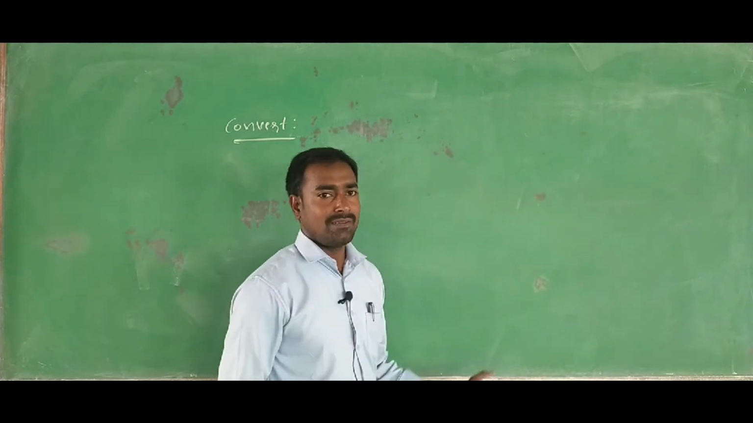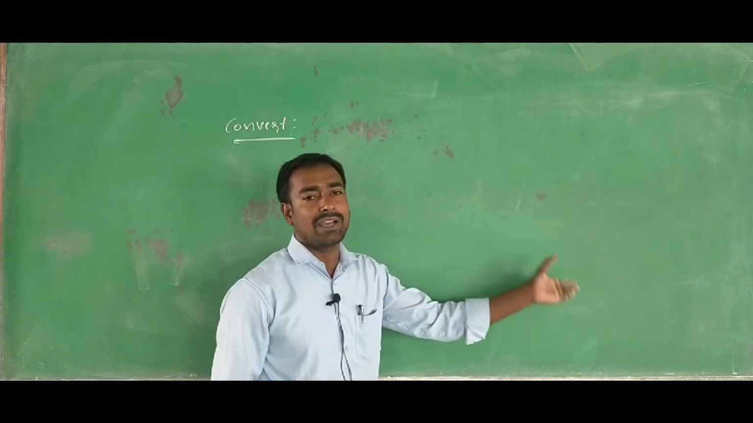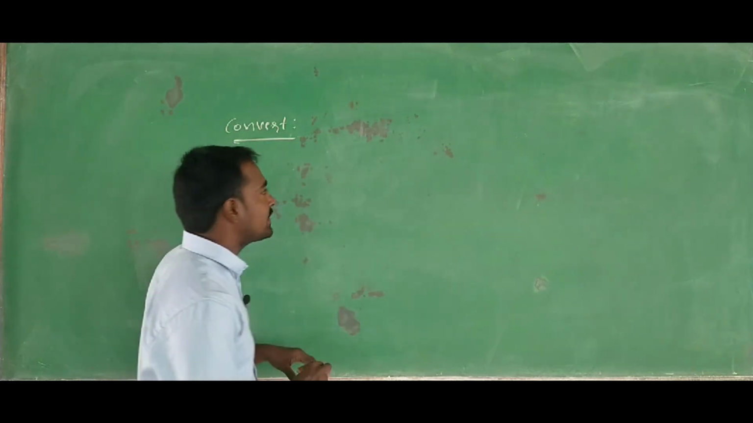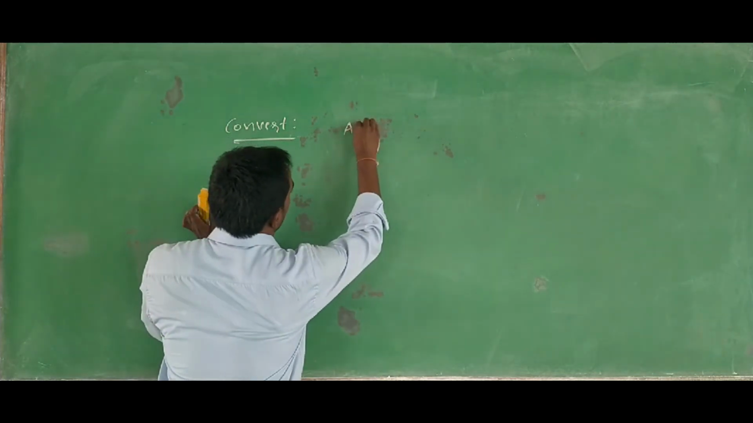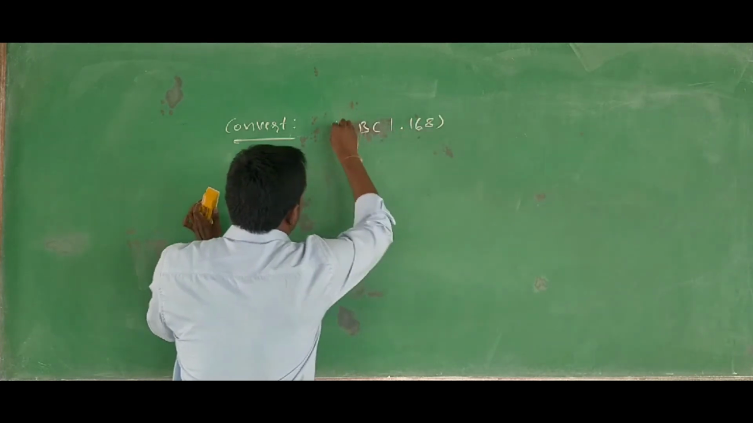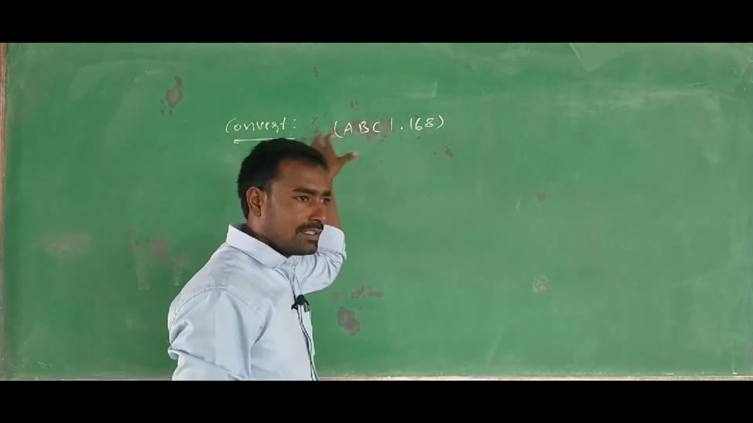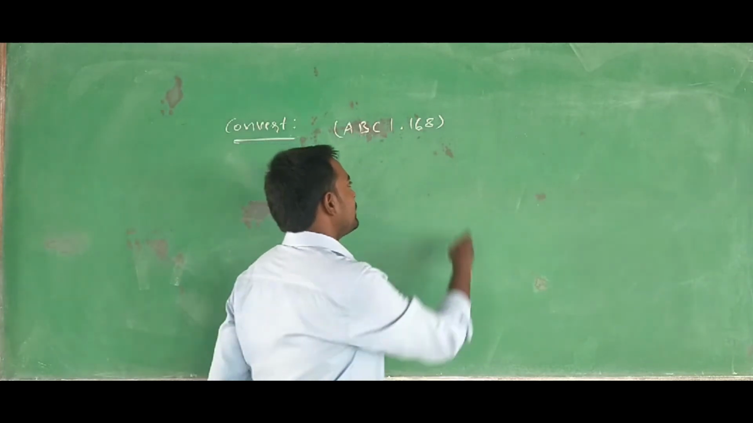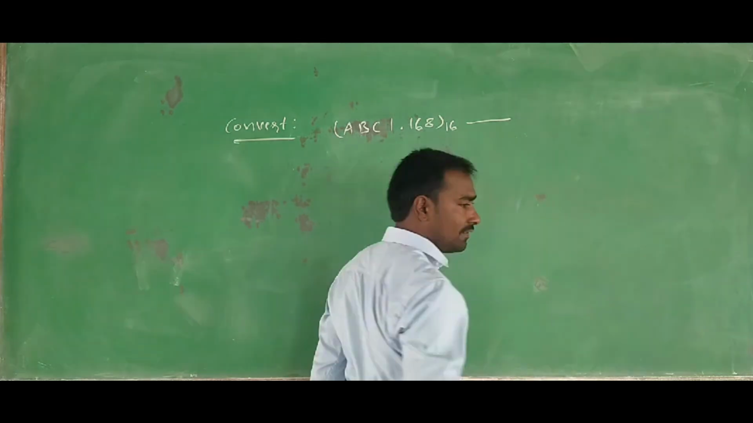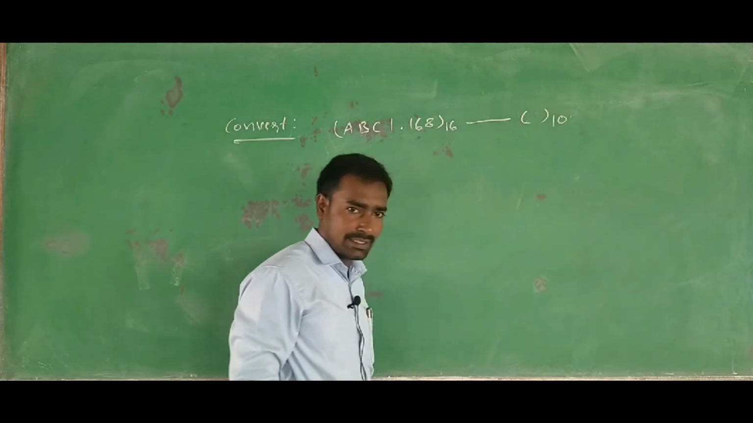Here is the last conversion, that is hexadecimal number to equivalent numbers, that is binary, decimal and octal numbers. Here I am taking the hexadecimal number ABC1.168. So these are all hexadecimal digits having the base of 16, and this has to be converted into the decimal number having the base of 10.